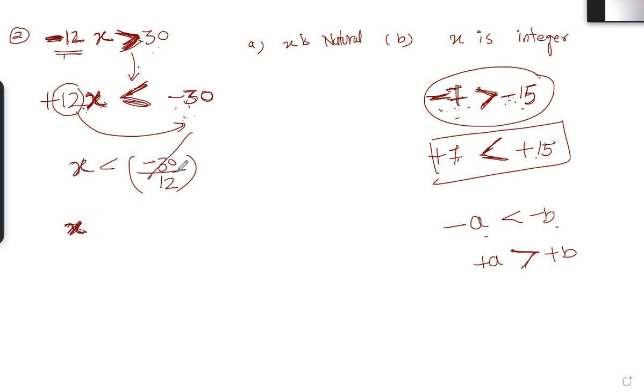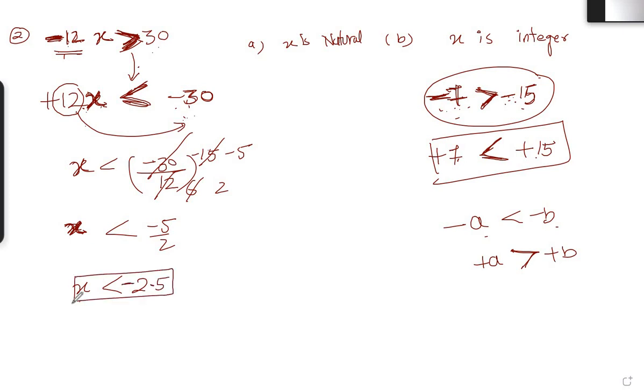So if I cut it by 2, so 2 sixes are 12 and 2 fives are 10, correct? It will cut by 3, minus 5 and 2. So I am getting minus 5 by 2. So x is less than minus 2.5. This is my condition on x, correct?